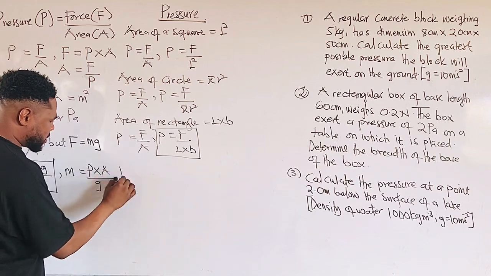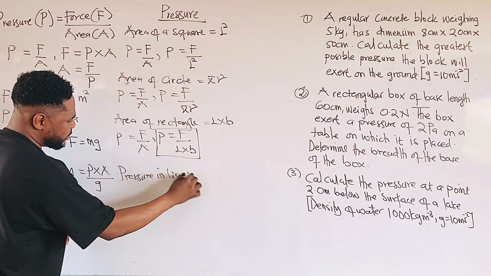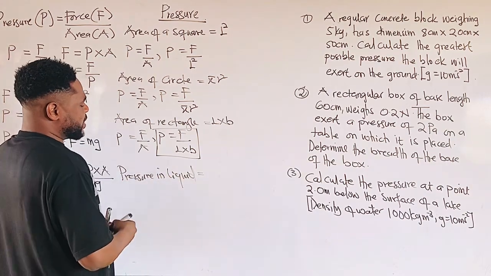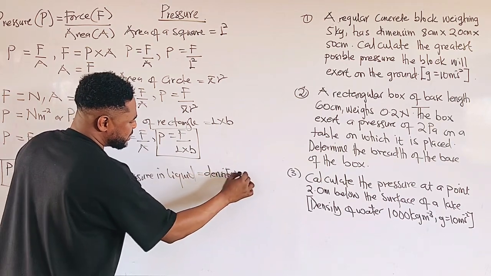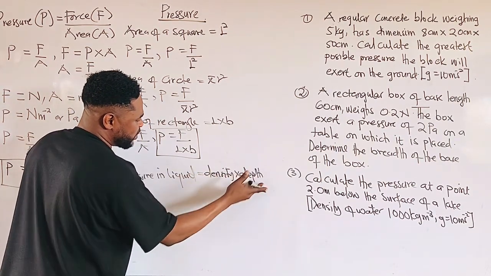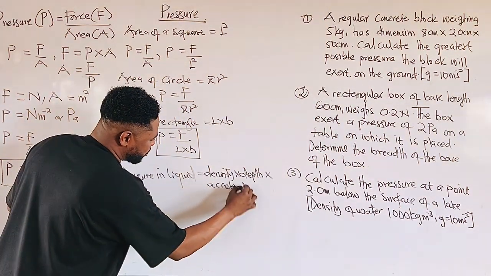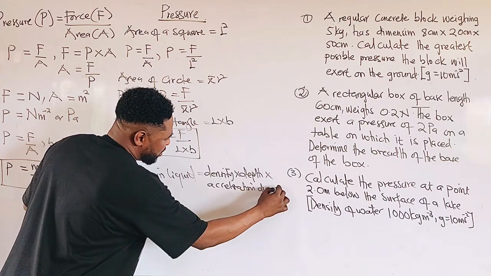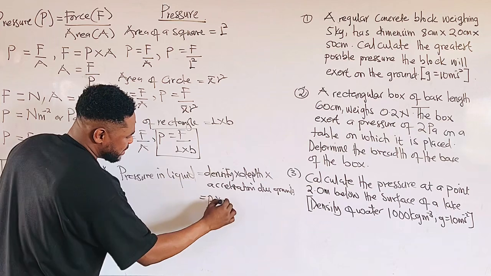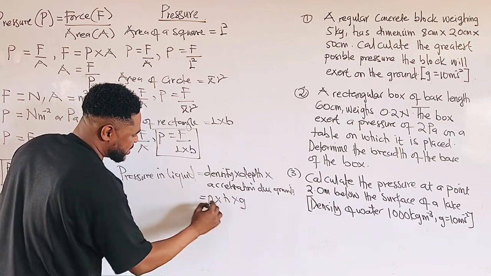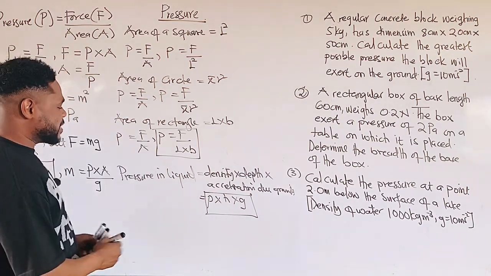Now, we can also be asked to find pressure in liquid. So mathematically, we say pressure in liquid is equal to the density of the liquid times the depth, which is the same as the height, times acceleration due to gravity. So we talk about gravity here. So in short, we say density times height times gravity. So this formula can be used to do calculations as well.